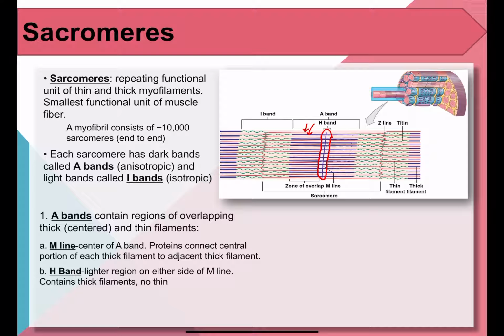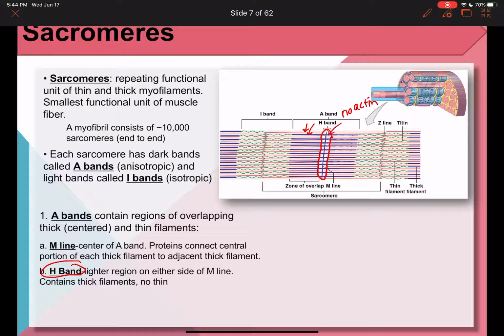So those are still part of the A band, but there's a specific name for that area that has no actin, okay? No actin or no thin filament. That's called the H band or the H zone. Like I was saying, it kind of keeps going back and forth between those terminologies.